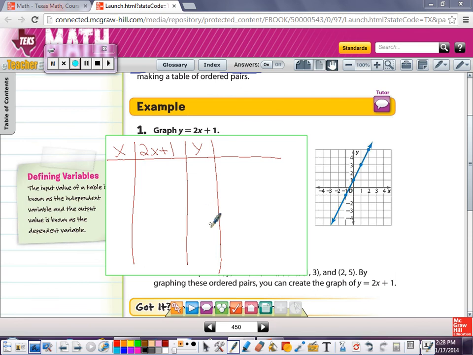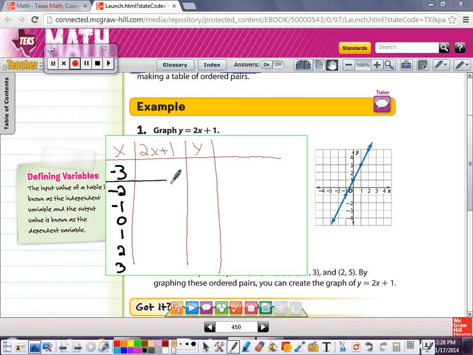The easiest ones to actually use are going to be negative 3, negative 2, negative 1, 0, 1, 2, and 3. The smaller, the better. It's like 100% of the times easier. So now let's go ahead and do what it says.